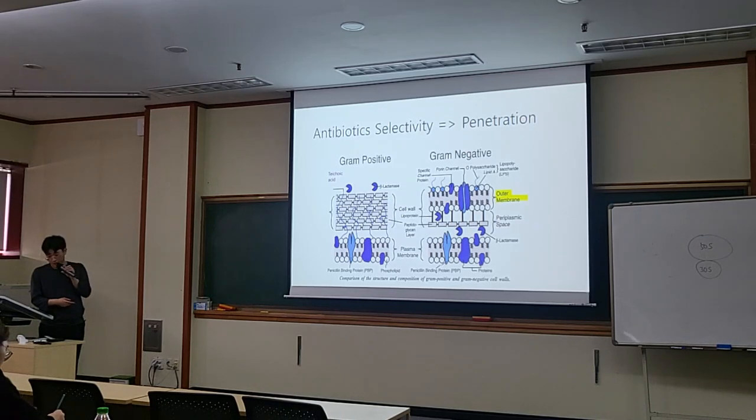Due to the presence of the outer membrane, you can see antibiotics generally cannot easily penetrate into the bacterial cell of gram-negative bacteria. Therefore, gram-negative bacteria are said to be less susceptible to antibiotics than gram-positive bacteria. The difference in antibiotic efficacy depends on factors such as permeability, the presence of inactivating enzymes, and the target site.